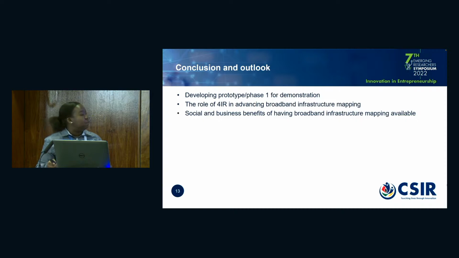So next on our agenda now is to develop a prototype or phase one for demonstration, and then also to do a study on the 4IR, on the role that the 4IR is playing in advancing broadband mapping, especially in developing countries. We'll also check for the social and business benefits of having a broadband infrastructure map available.